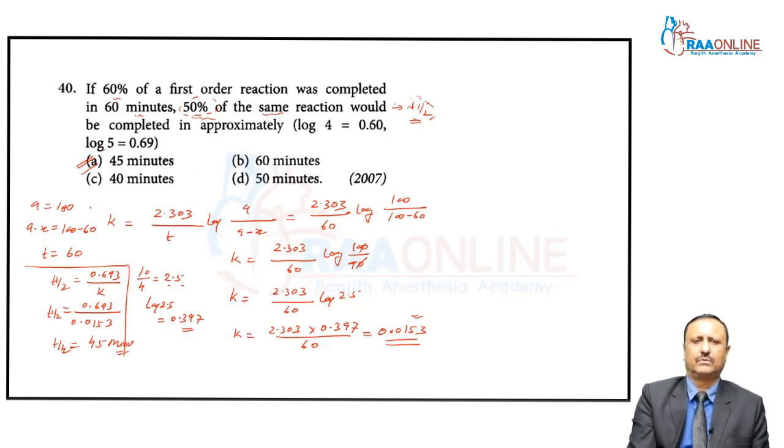First of all, you can apply the formula, and this formula is K is equal to 2.303 upon A minus X, and find out this K. After the value of K, you can put the value of K here for the half life period, because here 50% of the same reaction. So it is a half life. Log 4 is also given, 0.60, log 5 is also given, that is 0.69. So you can also use these logs and get the answer.